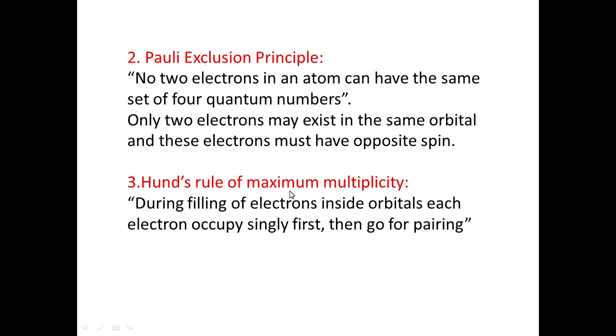Next is Hund's rule. What does Hund's rule say? During filling of electrons inside orbitals, each orbital is filled singly first. That means electrons first occupy orbitals singly, followed by pairing. Suppose we have to fill 4 electrons in 3p. Then the correct pattern is that first you fill 1, 1, 1 in each orbital, then go for the pairing in the first orbital. Okay, this is all about Hund's rule.